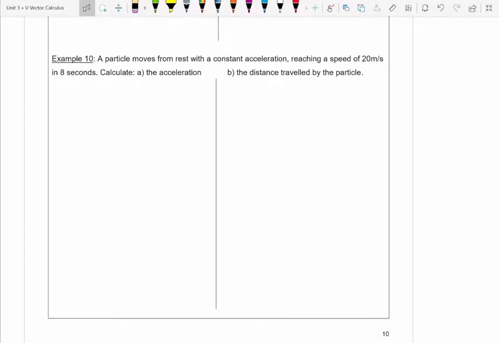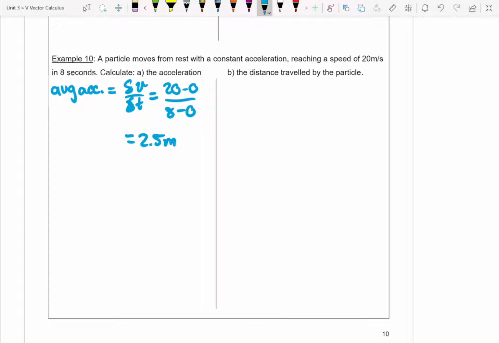Starting off with the information we're given, we reach a speed of 20 meters per second in 8 seconds. So if we look at the average acceleration, that's going to be the change in velocity over the change in time. So that's delta v over delta t, which is equal to 20 take 0 because we started at rest, and 8 take 0 because the starting time is t equals 0. This gives us 2.5 meters per second squared as our average acceleration.